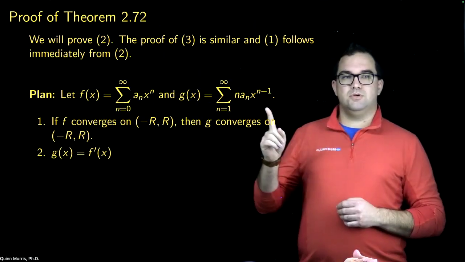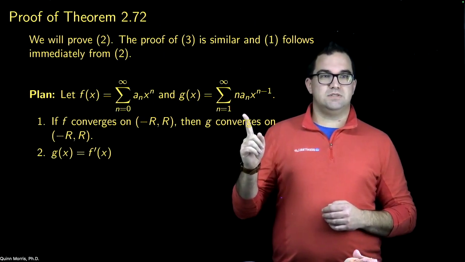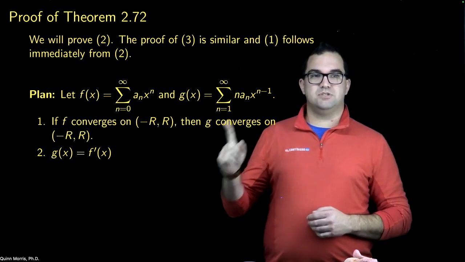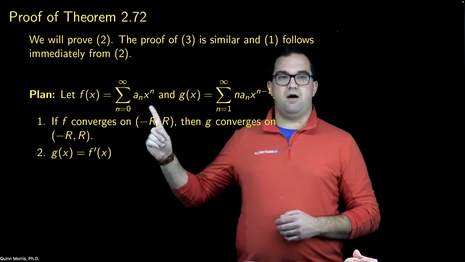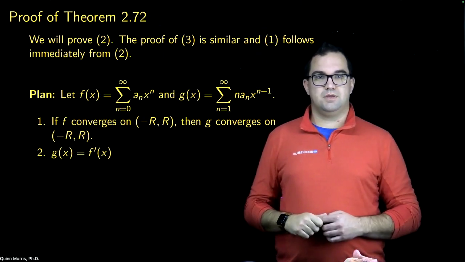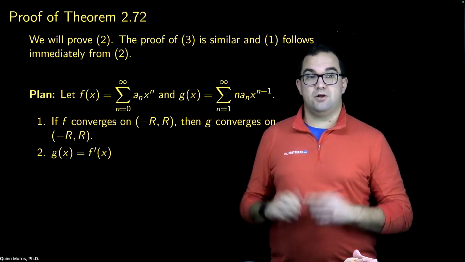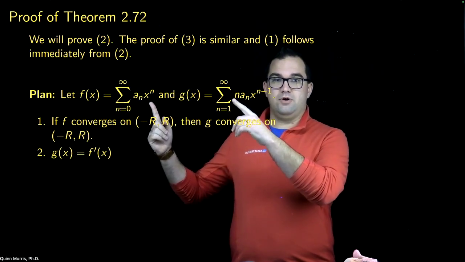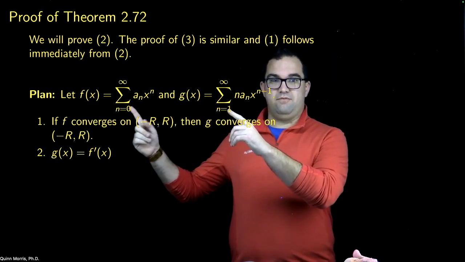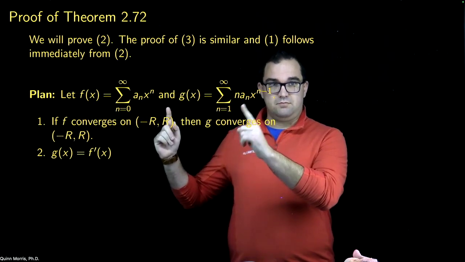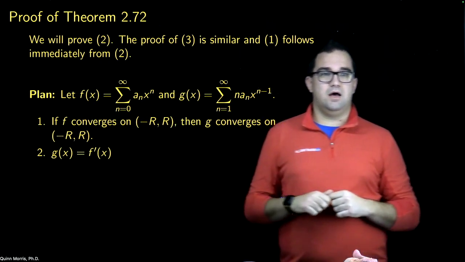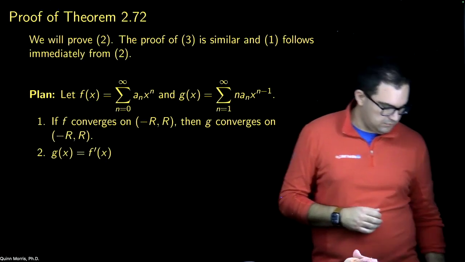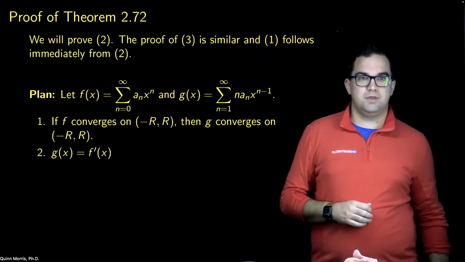However, then what I want to do is, once I know that this converges, use that to show that this power series must be the derivative of this power series. So that will establish that not only do they have the same radius of convergence, but also the derivative of f of x is just g of x on that same interval. So we're going to break up our proof in that fashion.